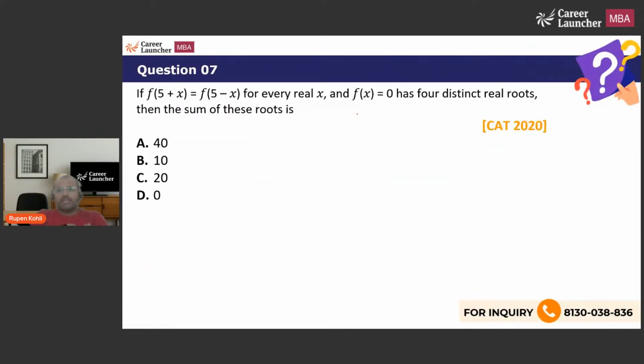Okay, let's take one last problem for today's session. And I feel this is one of the most logical questions on functions that I've seen in many years. I would want you to think on this for a minute, please. CAT 2020 problem. Let me see if anybody gets this.